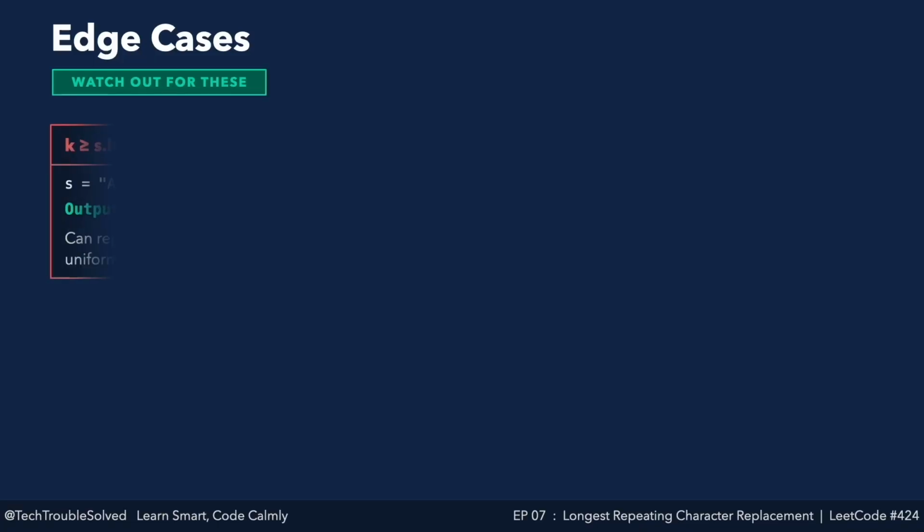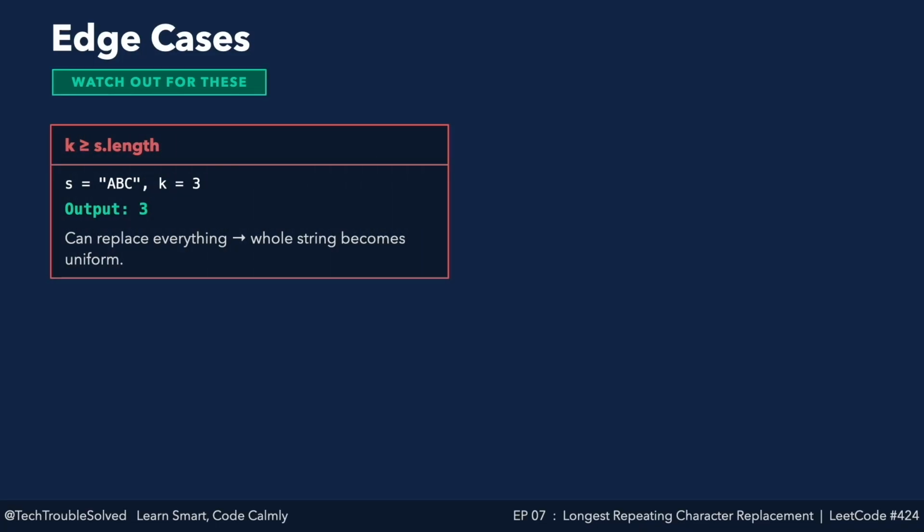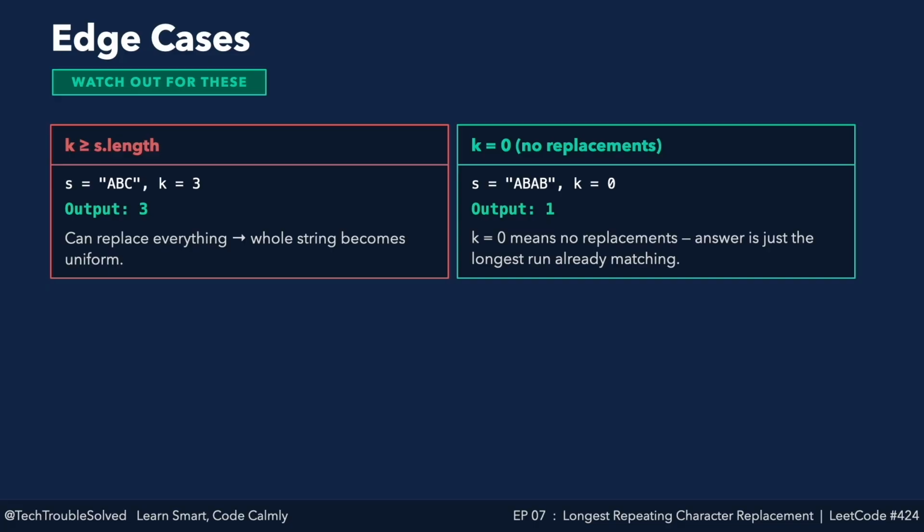K at least the string length. You can replace every character, so the whole string becomes uniform. Output is the full string length. K equals 0, no replacements at all. The window stays valid only while every character inside it is already the same. Answer is the longest run that's already uniform.